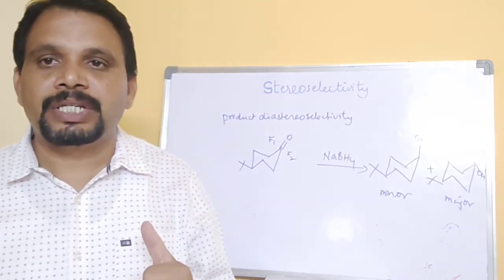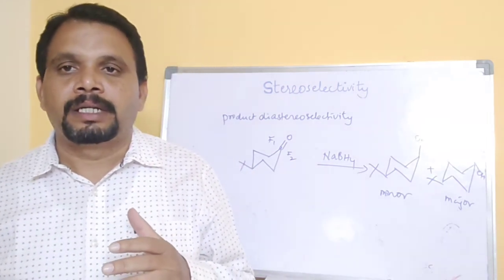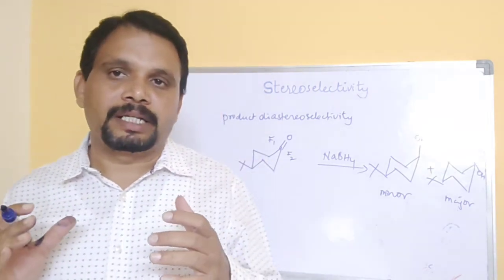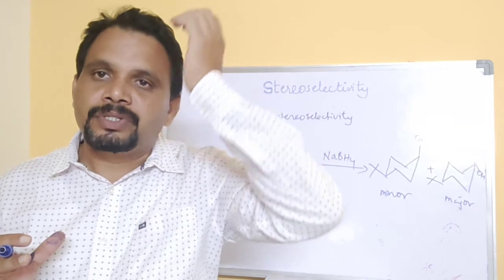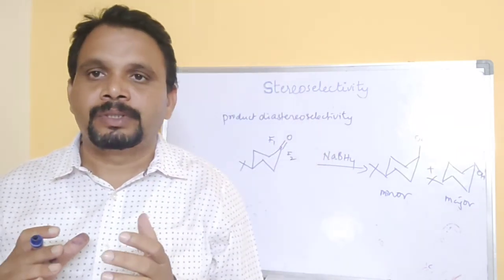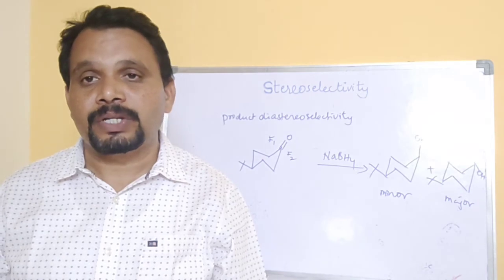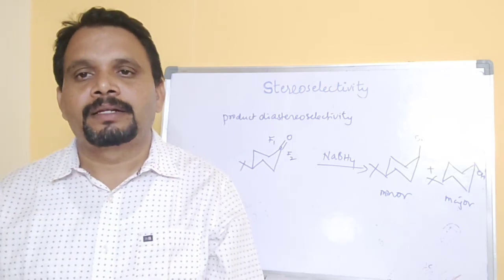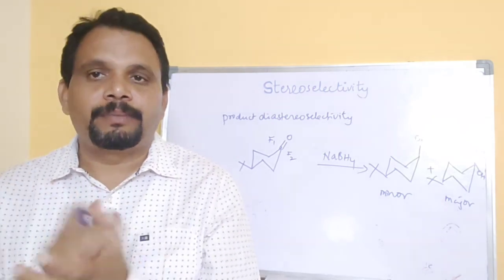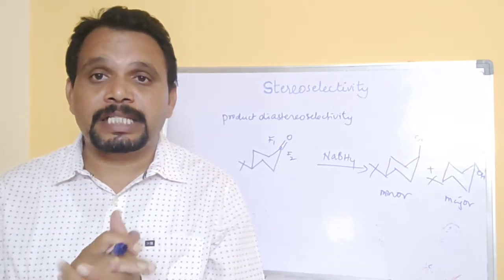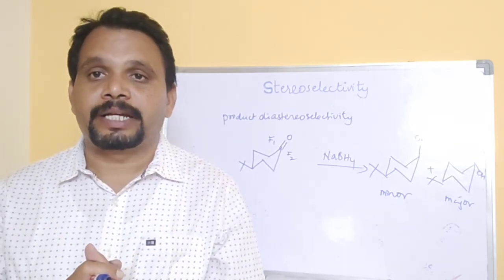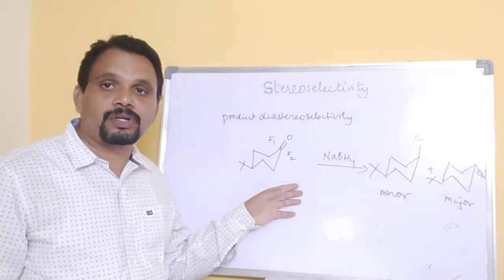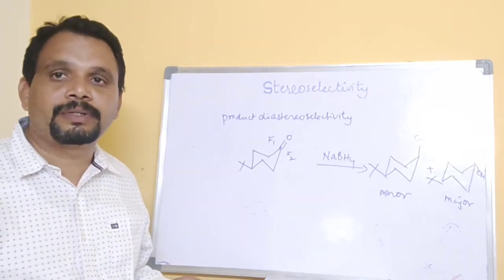What is product diastereoselectivity? A chemical reaction that yields predominantly or preferably one diastereoisomer over the other possible diastereoisomer by reacting at a preferable space, maybe front side or back side, is known as product diastereoselectivity, and this reaction is called a product diastereoselective reaction.